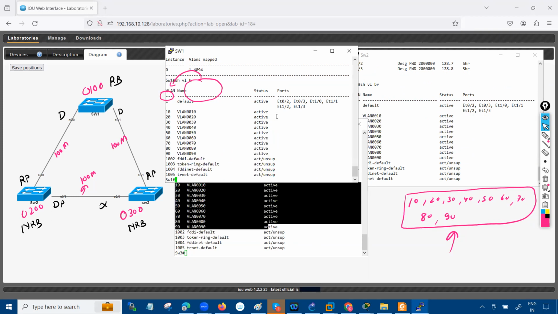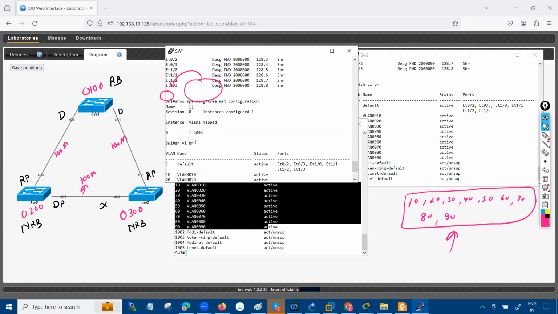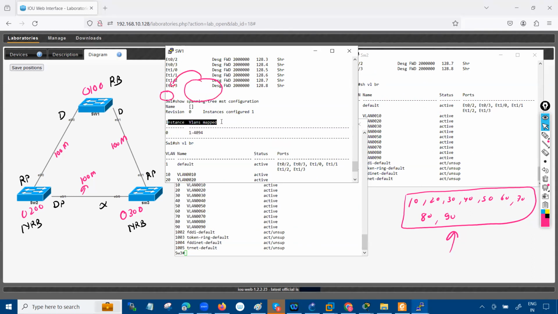What can I do? I have the ability because it's now mapped. MST allows you the mapping concept. In the PVST protocol, what happened? One switch, one VLAN; you can make one switch the root bridge for two VLANs. But here I can do the mapping, so I can say for VLANs 10, 20, and 30, switch 1 will become the root bridge. I can do that.